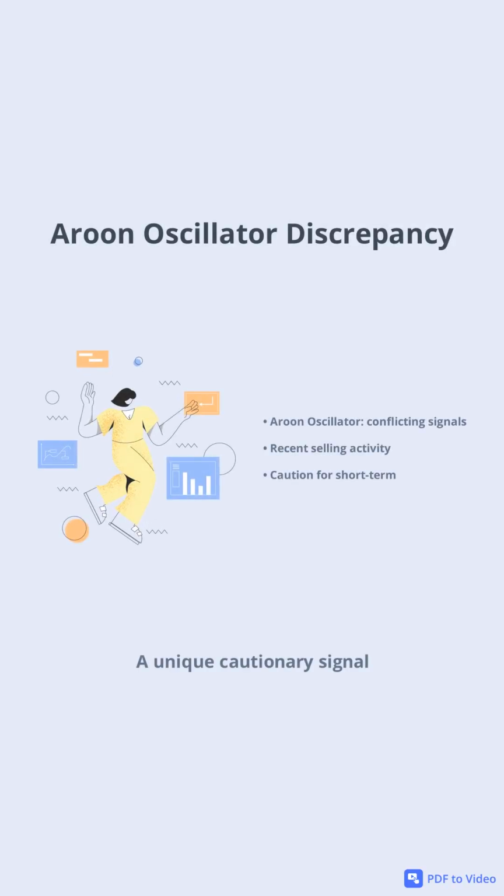A unique cautionary signal comes from the Aroon oscillator. While the reported value is a bullish 71.43, the underlying components tell a different story. Aroon Down 60 is higher than Aroon Up 24, which should actually result in a bearish oscillator value of -36. This discrepancy suggests that selling activity has been more recent than buying, raising questions about the immediate sustainability of the rally.